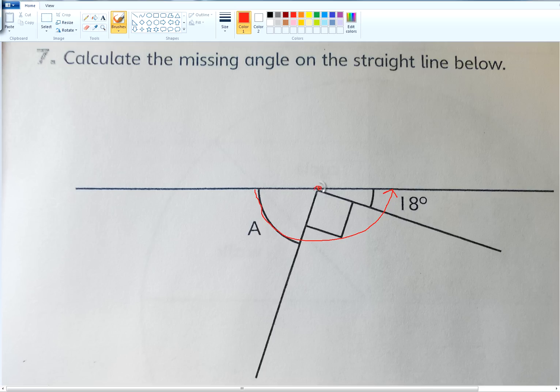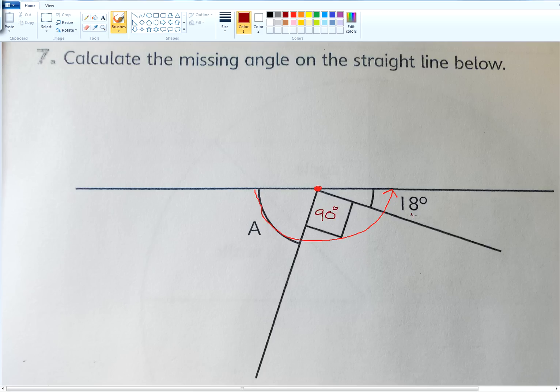Why? Because it's at this point here. Now the correct definition is angles at a point on a straight line add up to 180. So hang on a second, calm down. Right, this little box here represents what? 90 degrees. Because they're right angles.